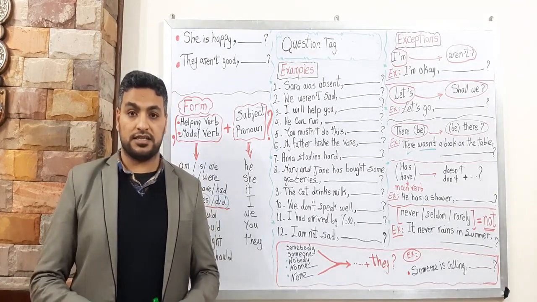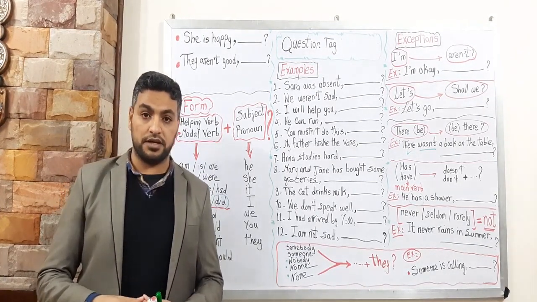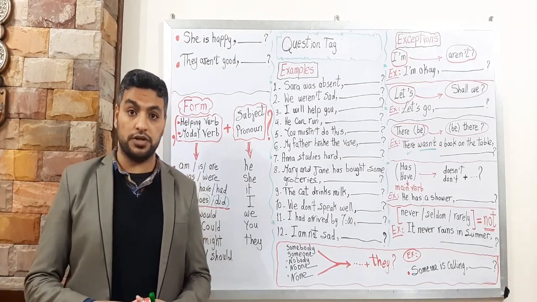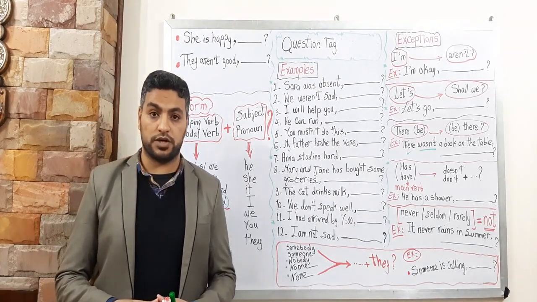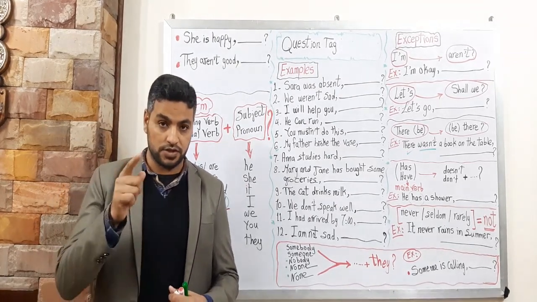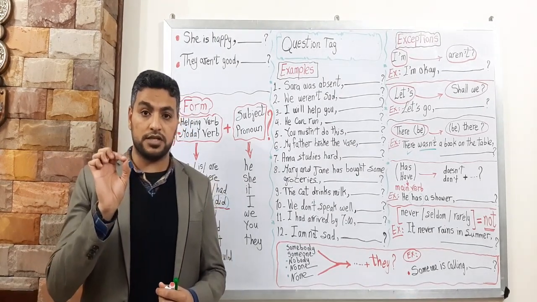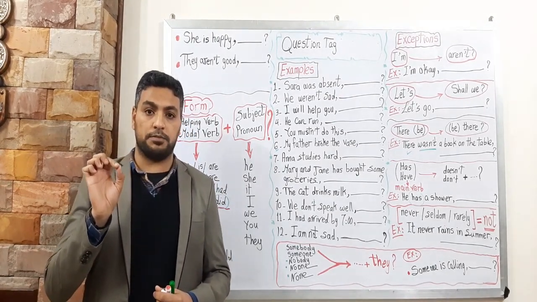A question tag is something we use to confirm something, or to check whether something is true or not. So how can we form the question tag? It's easy, just concentrate. We have 2 examples. Within 2 examples, everything will be clear.